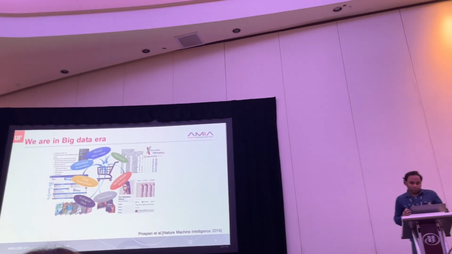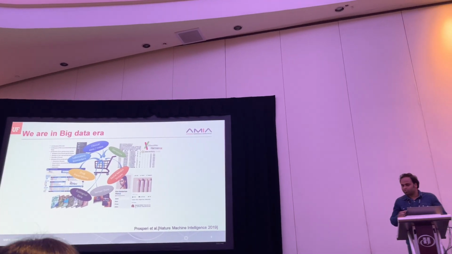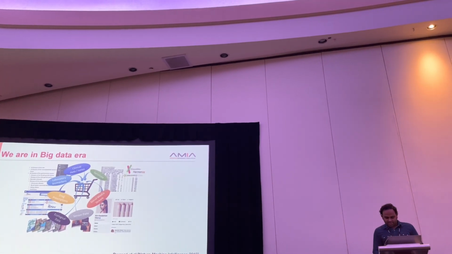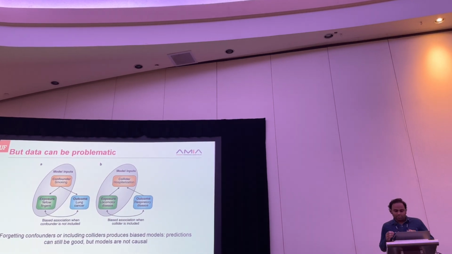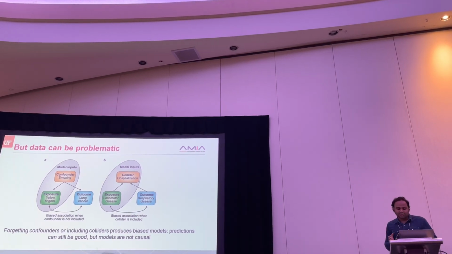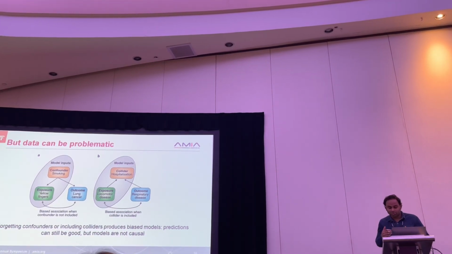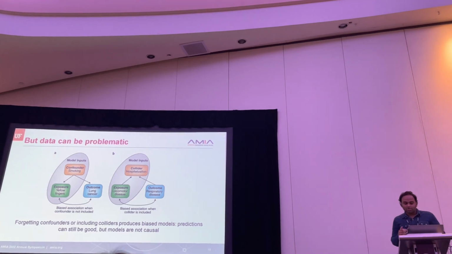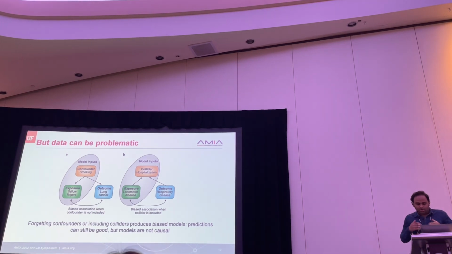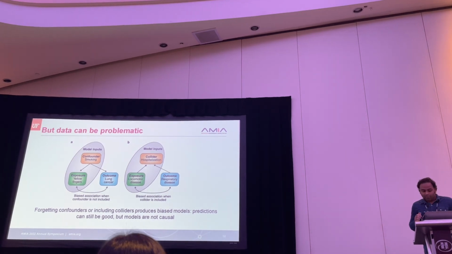Now, we are living in a big data era where data can come from all kinds of sources, from social media to EHR to radiology reports to big medical imaging data sets. But the data can be very problematic. In real-world observational data sets, confounders and colliders are the problematic elements which can create different sorts of biases. Confounders are the common causes of an outcome and a treatment, and colliders are the common effect of an outcome and a treatment.